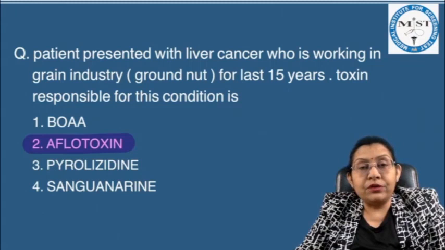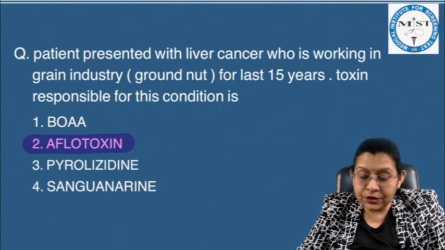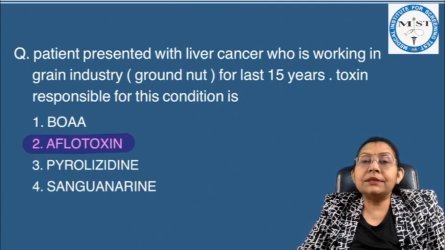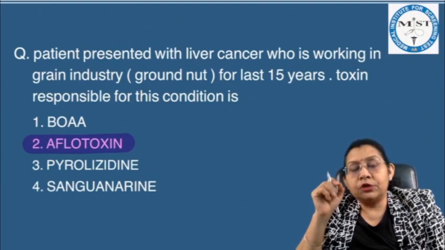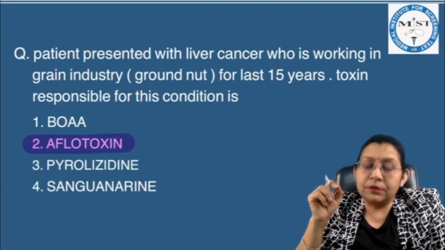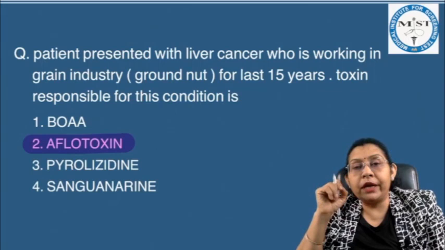The BOA is the toxin beta-oxalyl aminoalanine, which is causing lathyrism. Pyrrolizidine is the toxin which is responsible for endemic ascites.